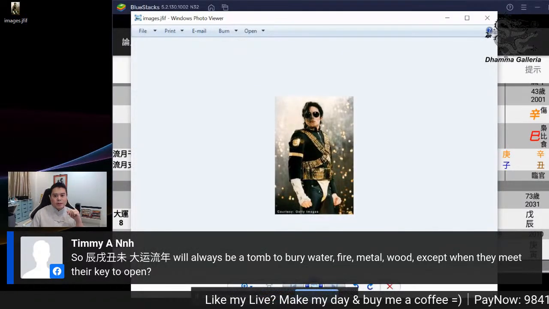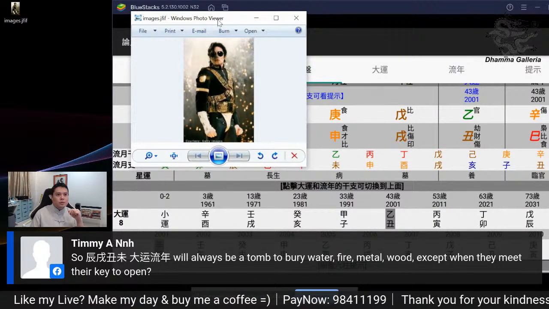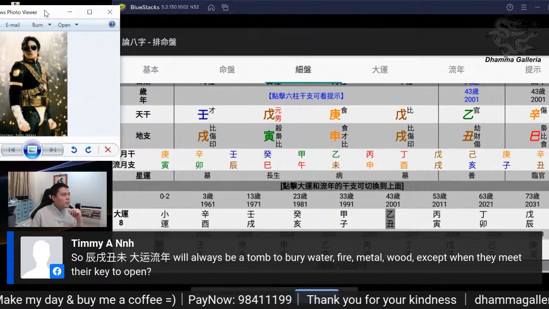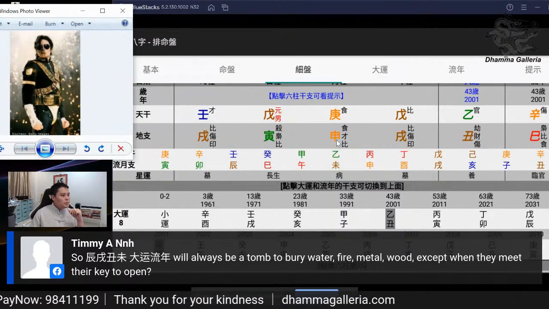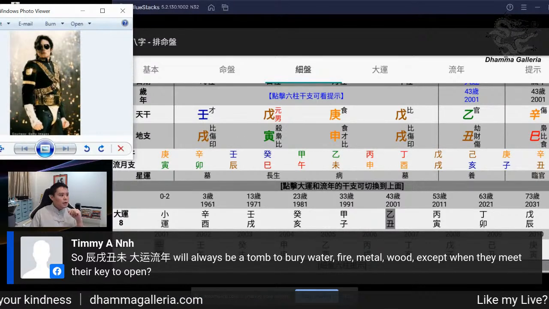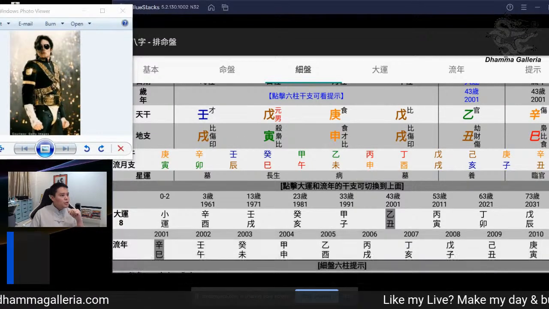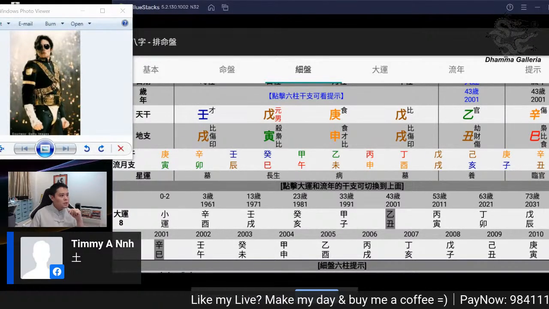Okay, this is Michael Jackson, in case you don't know. Now I'm talking about Michael Jackson. This is his birth chart. So to answer Jimmy's question, Jimmy explained correctly. He is of a Wu Day Master, which is very good, Jimmy.